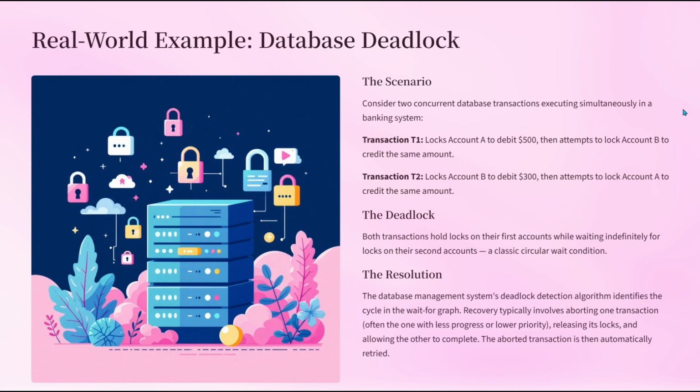Let's look at a real world deadlock scenario. In a banking system, transaction T1 locks account A and waits for account B, while transaction T2 locks account B and waits for account A. Both wait on each other indefinitely. A perfect example of a circular wait condition. The database's deadlock detection algorithm spots this cycle, aborts one transaction, releases its locks, and retries it automatically. This ensures smooth recovery without a system crash.